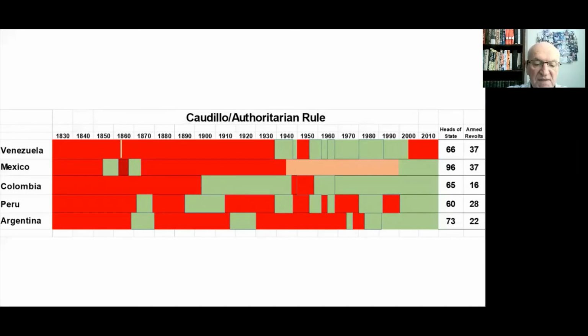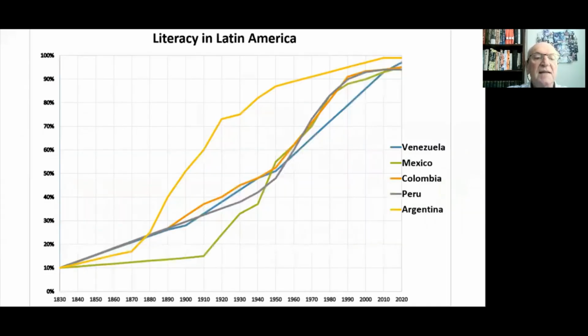I would like to show you one more plot, and that is the literacy in Latin America. As you can see, Argentina is a different case, a special case, mainly because of its immigration policies and educational policies as well. It is interesting to point out that about 1950, most of these countries had a literacy of about 50%. Of course, today we are all in the high 90%.